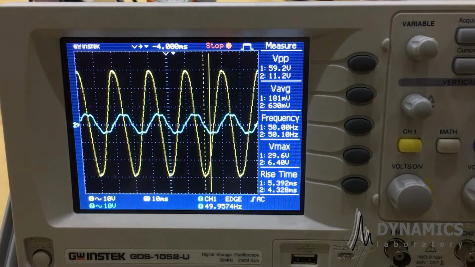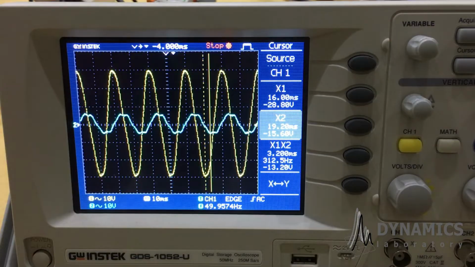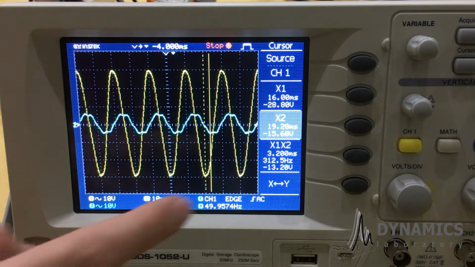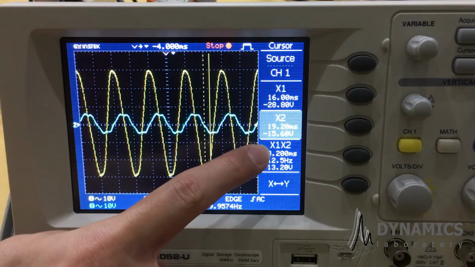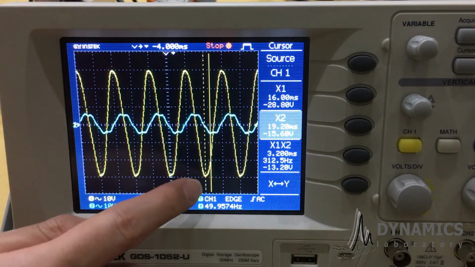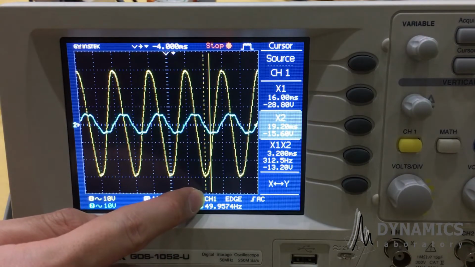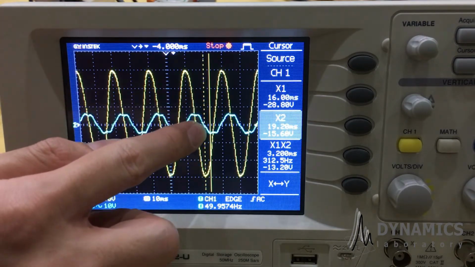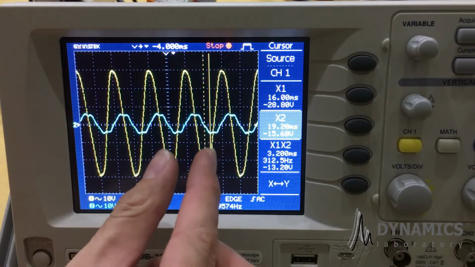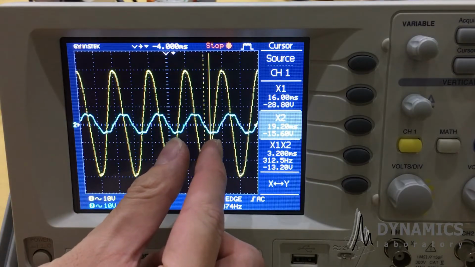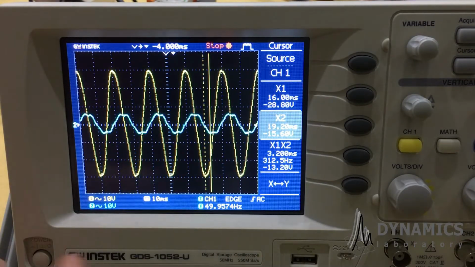By using the cursor in the oscilloscope, you can measure the time difference between both of them. As you can see in here, X1 to X2, you can see the cursor, the vertical dashed line and the solid line in here, which means the range is 3.2 millisecond.